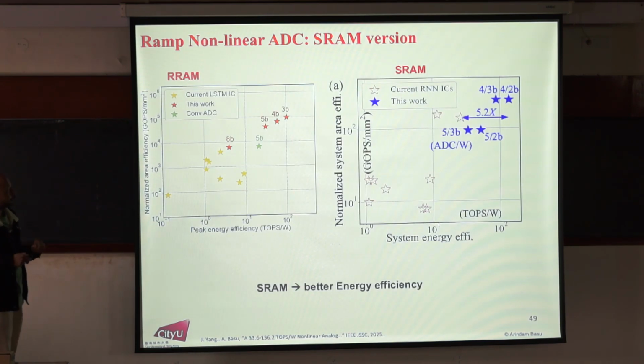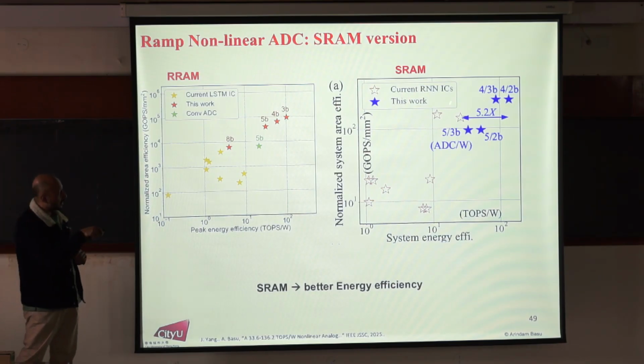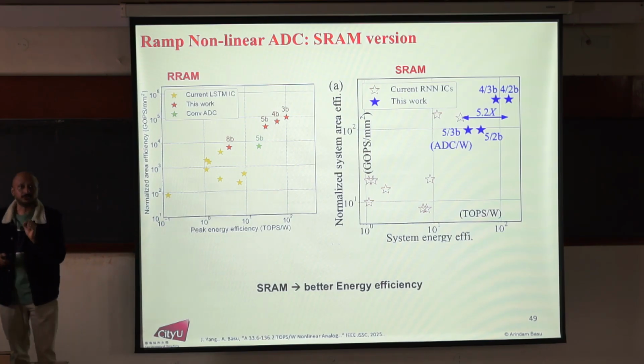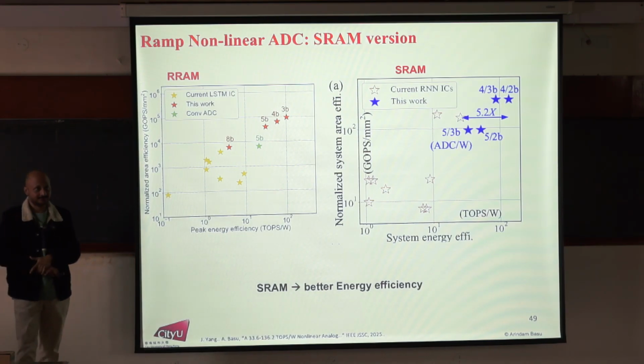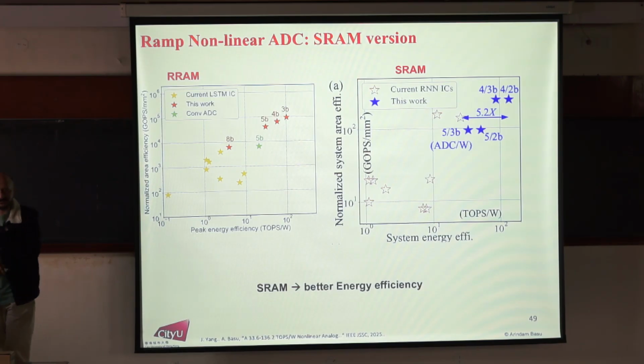Energy efficiency. If you compare, again, this is our RRAM work with the SRAM work. SRAM gave you 5.2 times better energy efficiency. So SRAM 2, RRAM 0. So where does RRAM then win? RRAM wins in terms of area efficiency. The area of the SRAM device was a lot bigger than the RRAM one. So that's what we have found so far in our comparisons of SRAM versus RRAM.